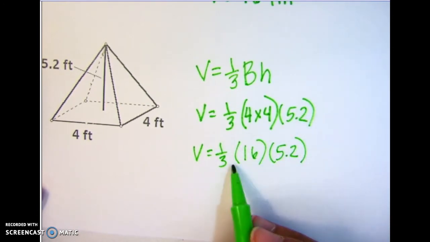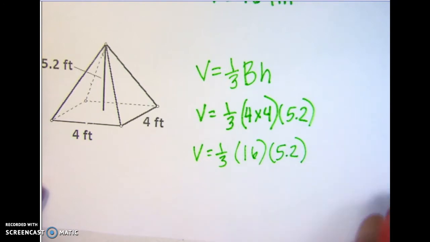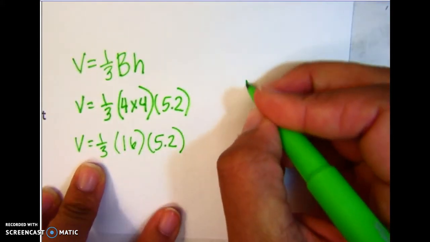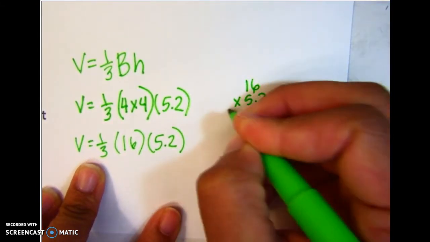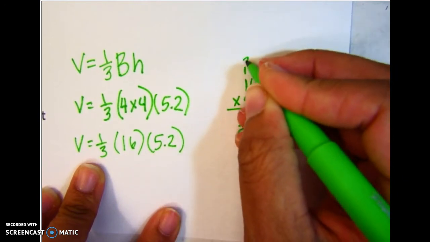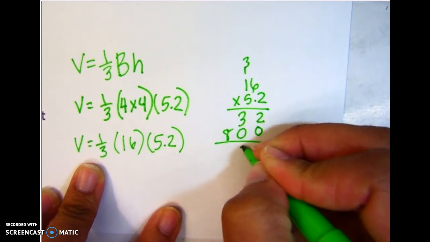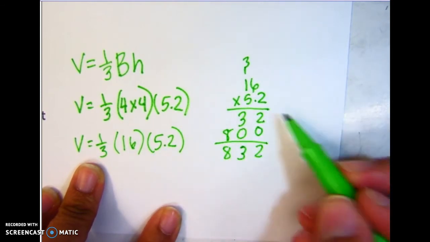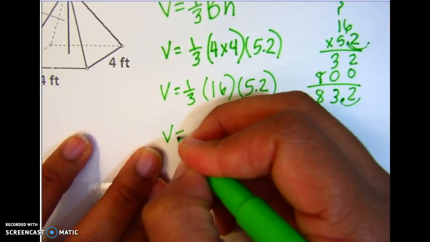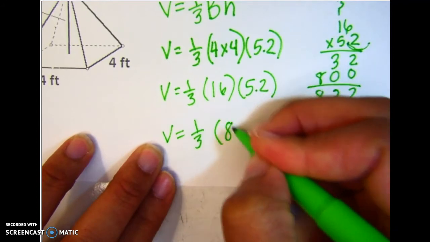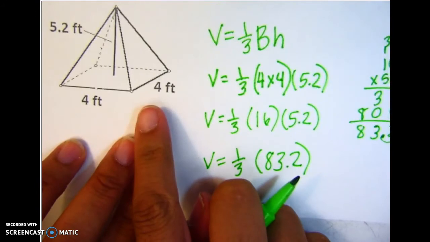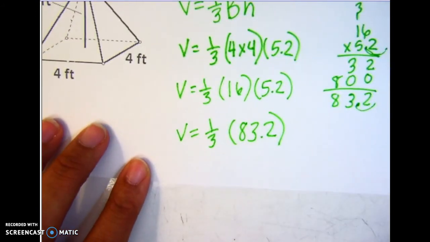I can't easily get 1/3 of 16, like it doesn't go in evenly, so I might as well just multiply these first and then divide by 3. 12, carry the 1, 3. 30, carry the 3, 8. Where does that decimal go? I have 1 decimal place in, so I'm going to come 1 decimal place here. So now I need 1/3 of 83.2. Divide that, get your answer, make sure you have feet cubed, and ask Ms. Gardner or the teacher to check you.